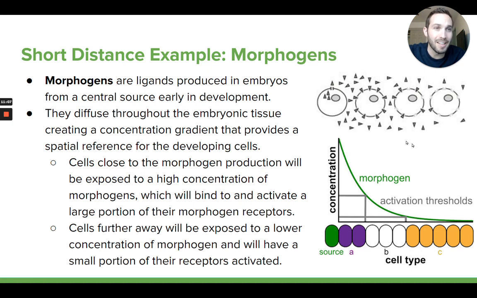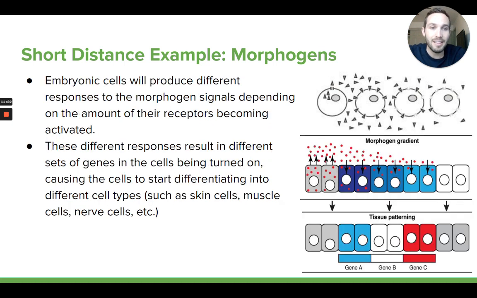In this case, it's different sets of genes turning on, so that the cells can start differentiating into different types of cells, so we can move along through development and start forming an offspring. So that's the morphogen example, and this is another good picture that summarizes how these cells respond differently depending on the concentration of the signaling molecule they're exposed to.